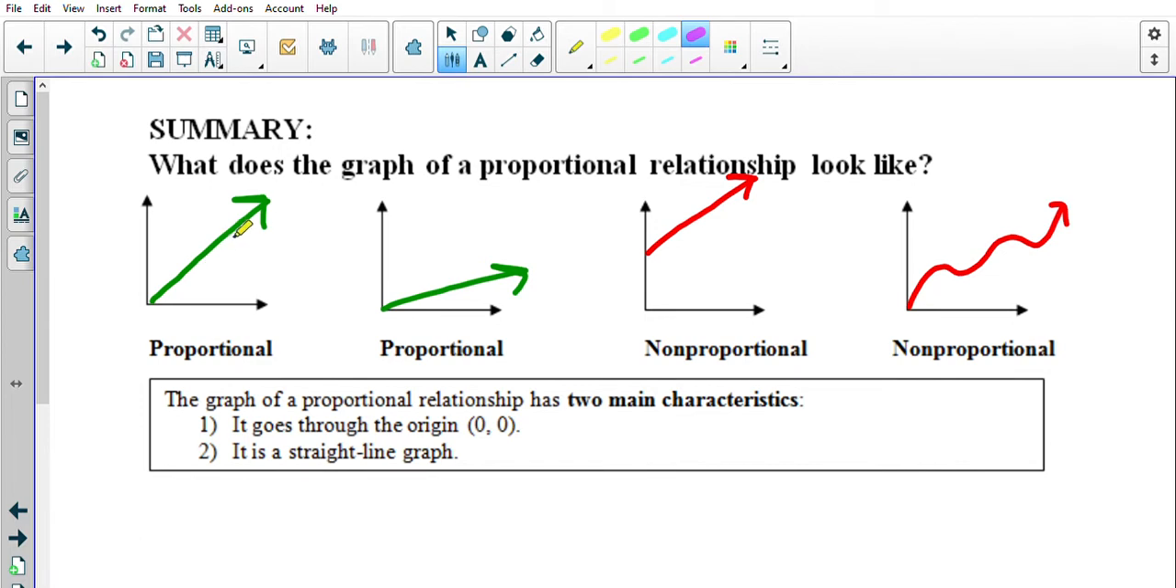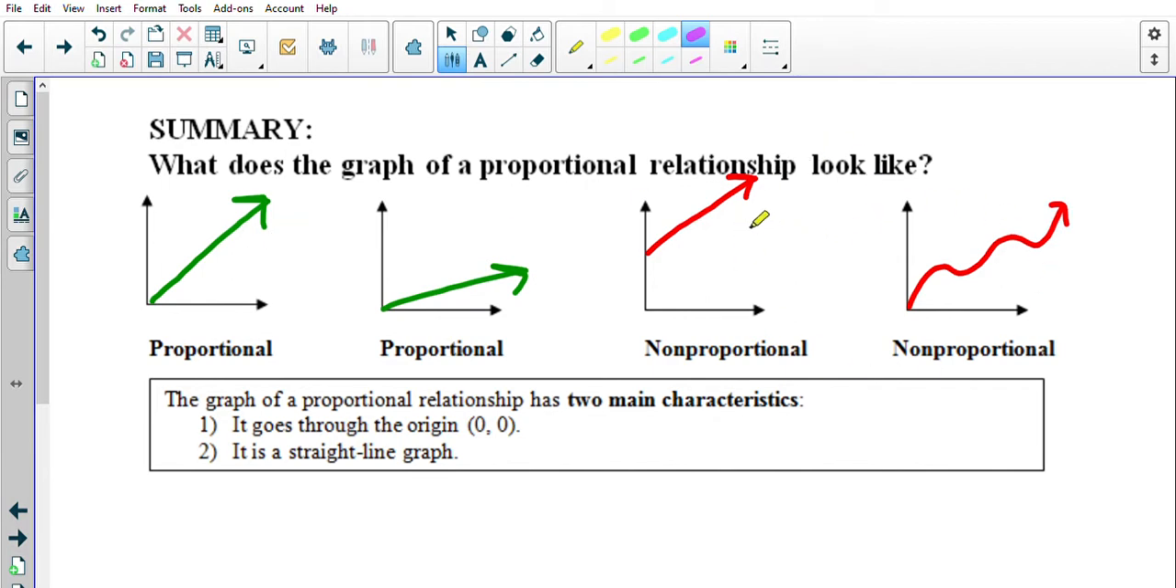So it could look something like this, where it goes through 0, 0, and it's a straight line, or as best as possible, because I did draw it on the smartboard last year. Or it could go through 0, 0, maybe it's not quite as steep, or maybe it's even more steep. But as long as it goes through 0, 0 and is a straight line graph, we're good to go.